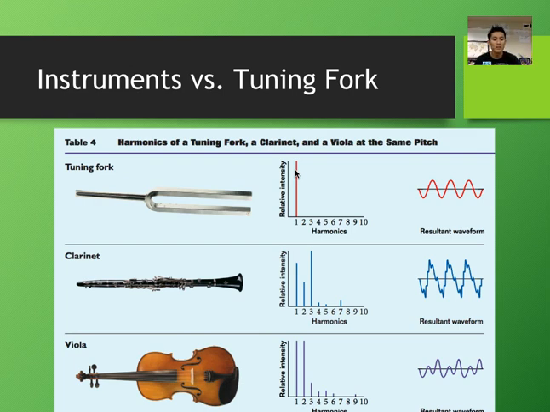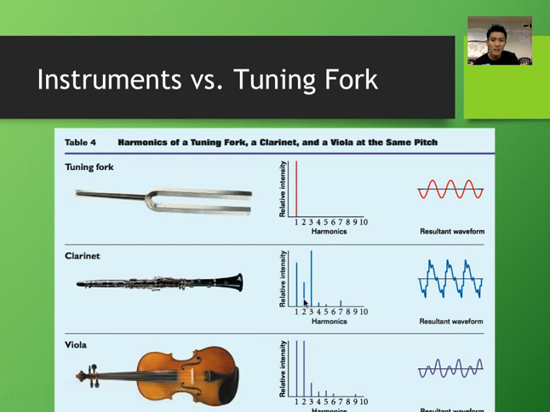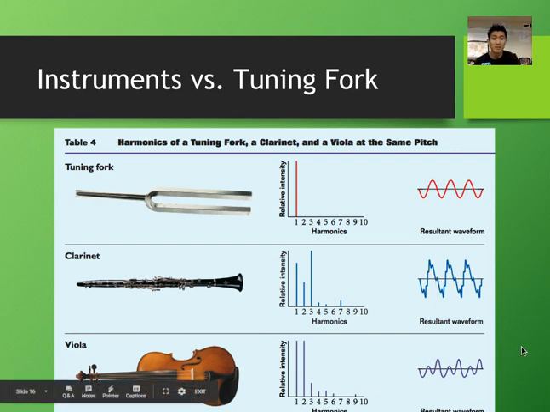Okay, but if we have a more complex instrument, say the clarinet or the violin, because of the way they're built, although they have one main frequency, there's other frequencies that are played. There's other harmonics that are played. There's other frequencies of sound that hit our eardrum that we hear.